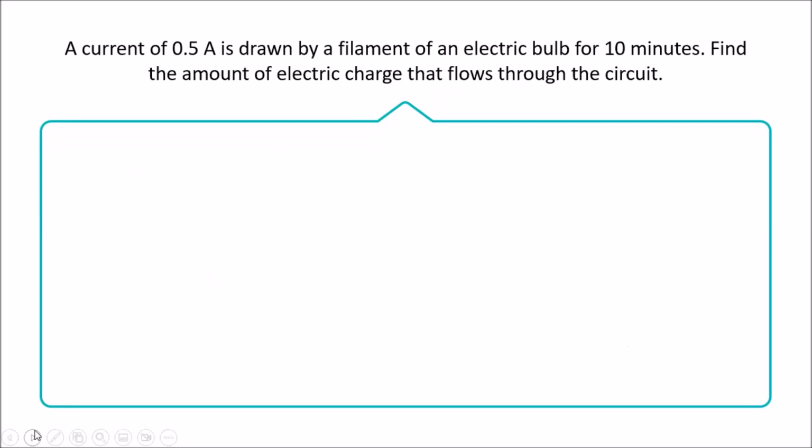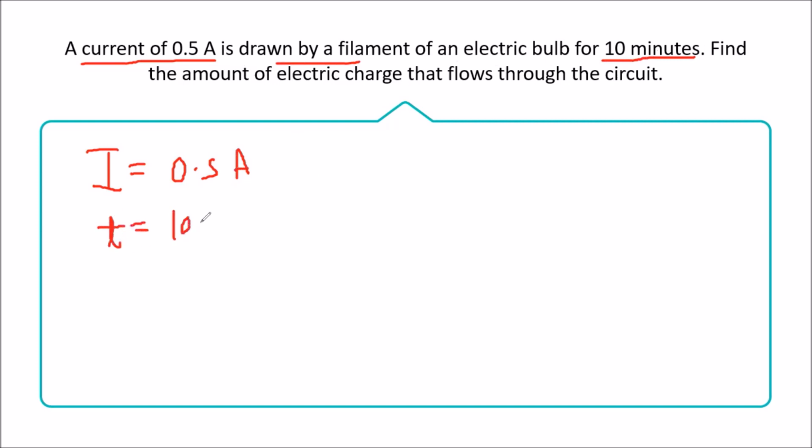The next question is exactly from your textbook. So let's see what it says. A current of 0.5 ampere. This time we are provided with current already in the question, which is 0.5 ampere. It says is drawn by a filament of an electric bulb for 10 minutes. This time the time given is 10 minutes.